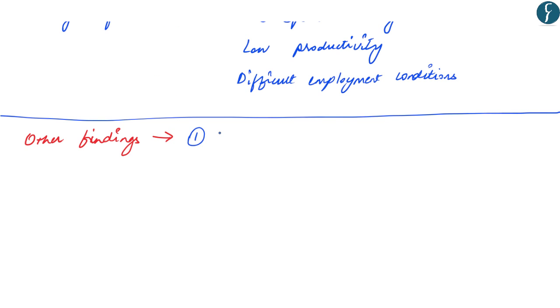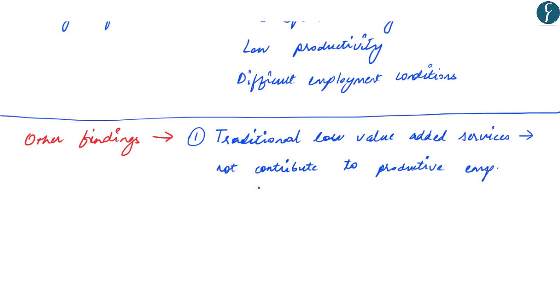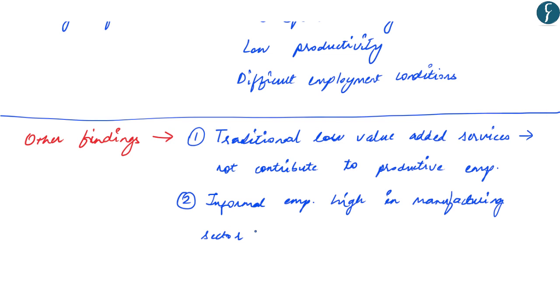There are many other findings of this report as well with respect to India. For example, it is said that even though many jobs have been created in the services sector in India, still those jobs have been created in the traditional low value added services, which do not actively contribute to productive employment. And mainly these jobs are a part of informal sector and not the formal sector. Also, the report says that in the manufacturing sector, the share of informal employment has increased. And this is mainly due to the large labor market rigidities that are present in the Indian labor market.